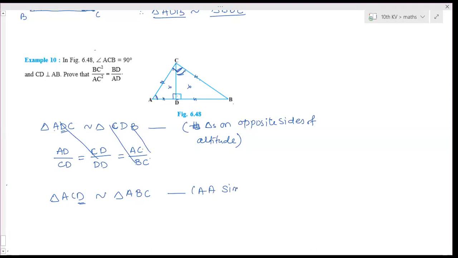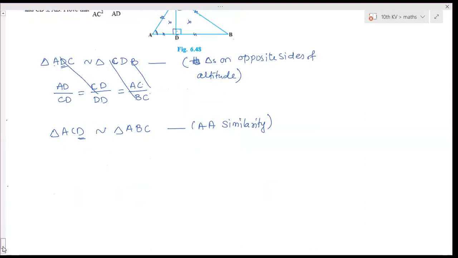You are not supposed to prove it again. And then take the ratios. AC by AB is equal to AD by AC, first and last. So AC square is equal to AB into AD. This is equation 1.